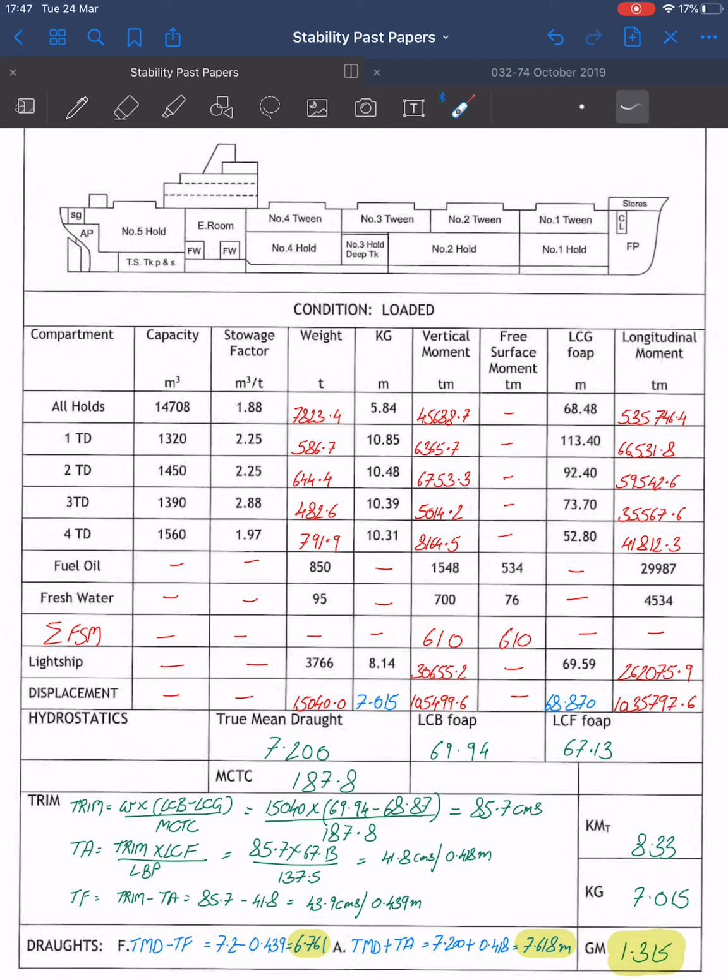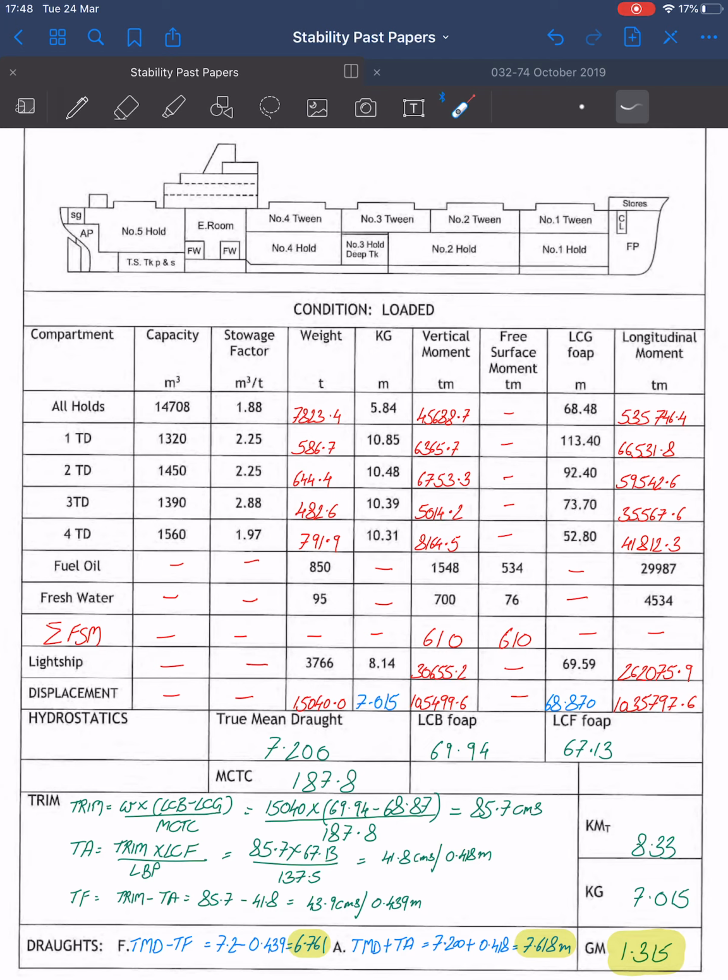Now these are the compartments. It says all holds. So capacity of holds is 14708 meter cube. The stowage factor is 1.88. So what we do is, to get the weight, we divide capacity by stowage factor. So we get an answer, 7823.4 tons. We need to be very careful about the decimals, how many decimals we need to take place, because if we are over accurate or if we are under accurate, the MCA would penalize us.